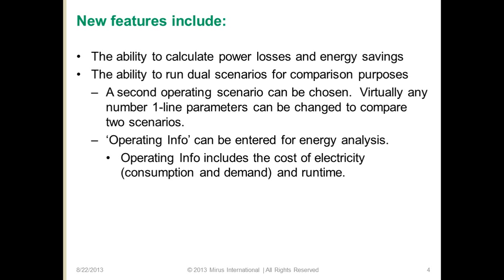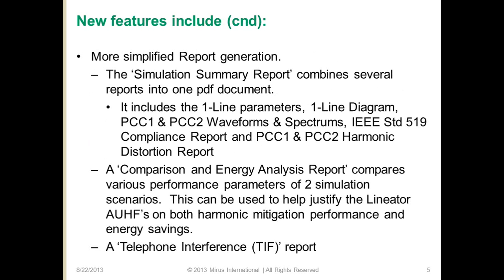Report generation is improved and simplified. The simulation summary report combines several reports in one PDF document, including one-line parameters, one-line diagram, waveforms and spectrums, IEEE standard 519 compliance report, and harmonics distortion reports. The comparison and energy analysis report compares various performance parameters of two simulation scenarios. This can be used to help justify the Lineator AUHF on both harmonic mitigation performance and energy savings. As a separate report, we also added a telephone interference report.